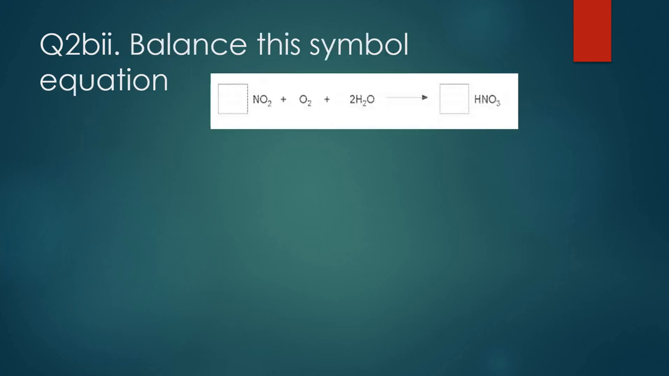Balance this symbol equation. So from looking at this equation, we can see that we need to balance the NO2 and the HNO3. So this is done by adding a 4 in front of the NO2 and a 4 in front of the HNO3. Now all the atoms on each side of the equation add up.